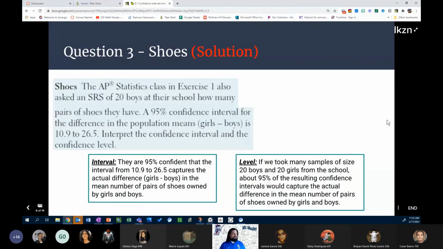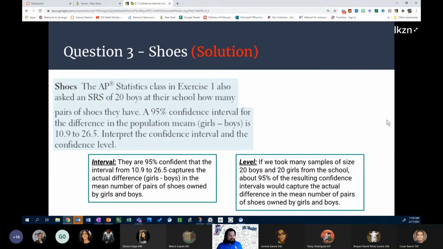So these are the two possible statements we could have here. For the interval, they are 95% confident that the interval from 10.9 to 26.5 captures the actual difference, girls minus boys, in the mean number of pairs of shoes owned by girls and boys. And again, it's really important that you don't say that the interval is the actual difference, because that can't be true. We can't have all of those numbers be the actual difference. We just know that it's somewhere in there, and we're 95% confident that it's somewhere in there.